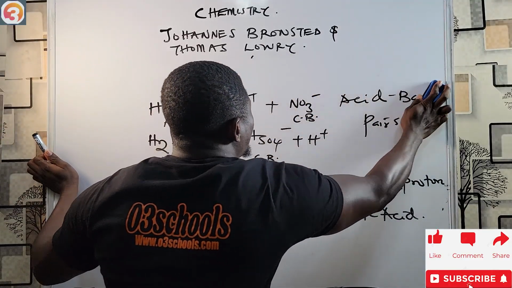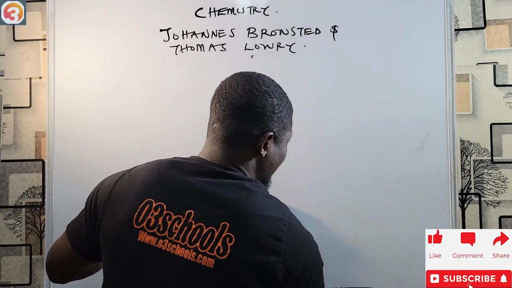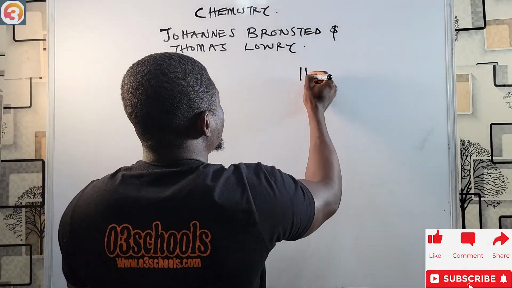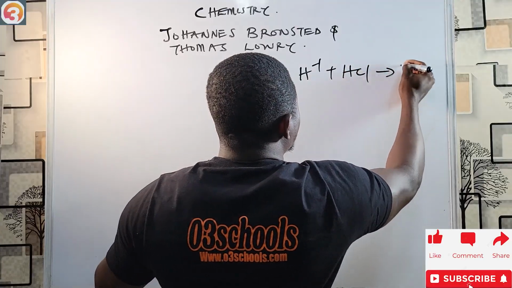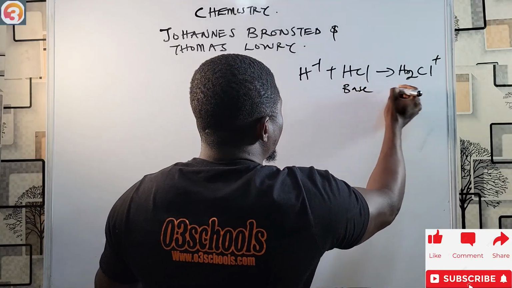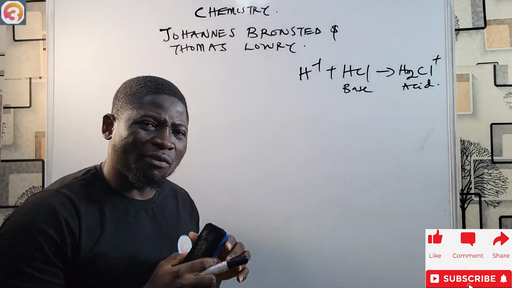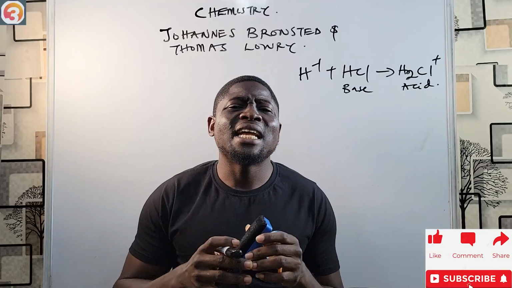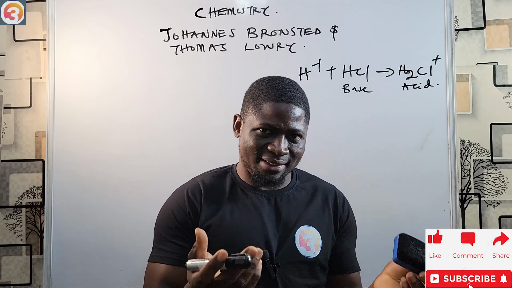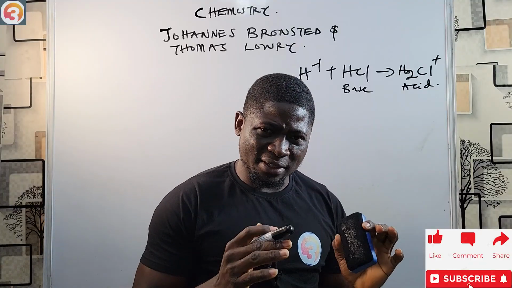So another thing to know, of course, is that acids have basic character. We're going to use this reaction, H plus HCl to give us H2Cl plus, to explain this, where this is a base and this is an acid. So we have said that acids have basic character. What we mean is that an acid has the potential to act as a base.